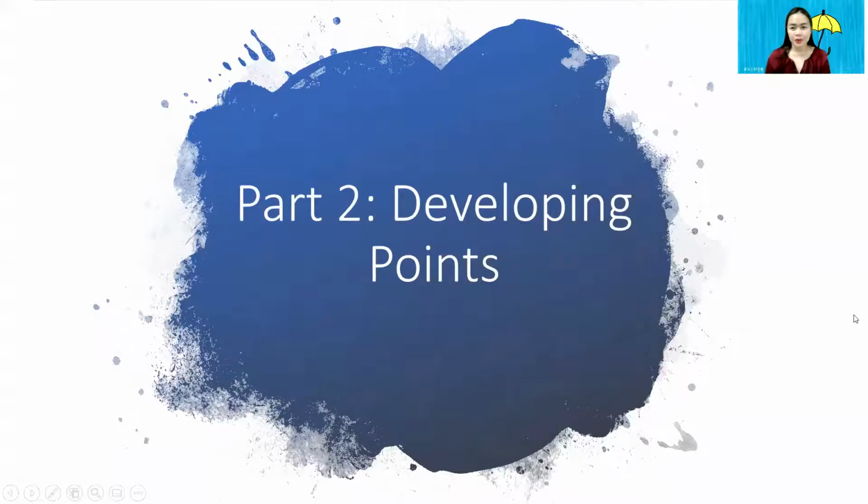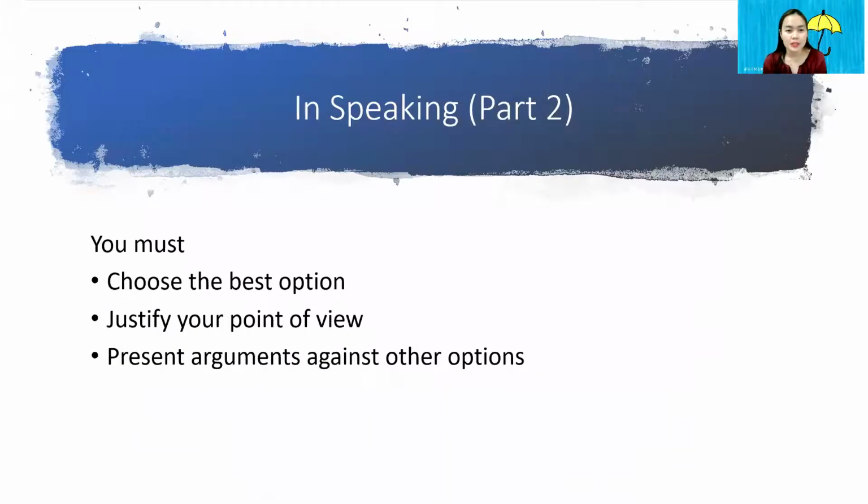Okay, so developing points. Today we are going to focus on how to develop points for the part two speaking test. All right. So in the part two speaking test, there are basically three things that you have to do. The first one is you choose the best option. So when you get the situation, you decide which one you want to support. Which option do you think is the best?